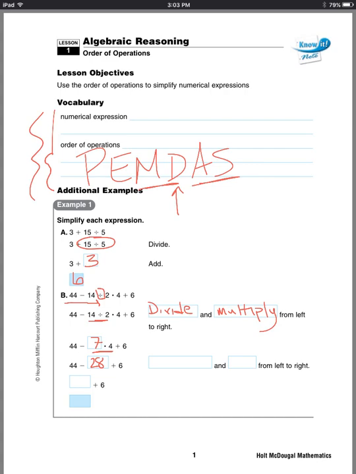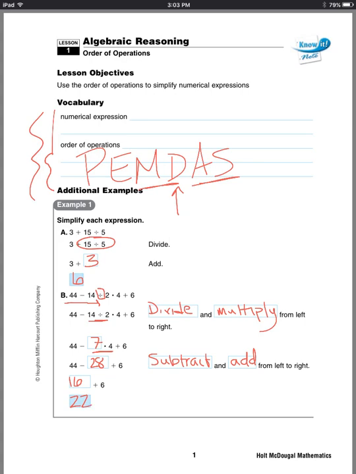Now we're going to add and subtract from left to right as we come to them. Well, we get to subtraction first, so we're going to subtract first, and then we're going to add. So 44 minus 28 is 16, and then we can add because that's all there is left, and 16 plus 6 is 22.